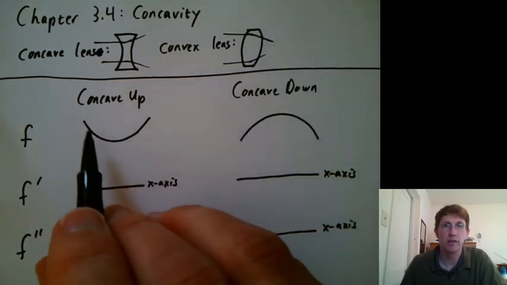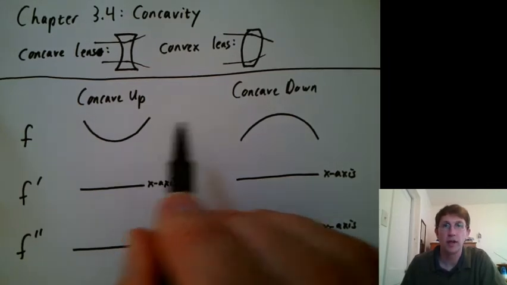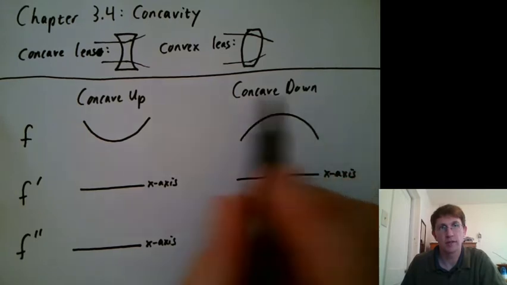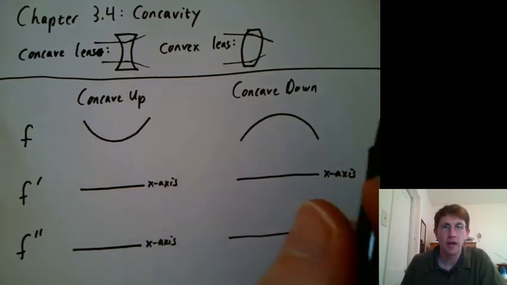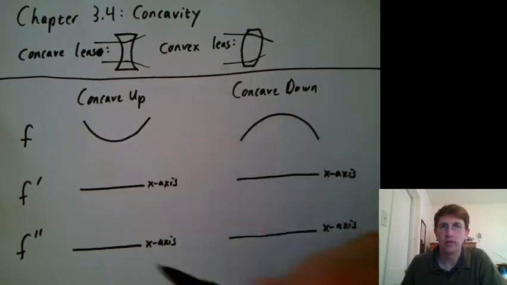So concave-up is this general shape. There are other examples of concave-up shapes though, and here's a concave-down shape, basically concave-up but flipped upside down. Let's think about what we can say about these shapes and their derivatives and what else is going on.